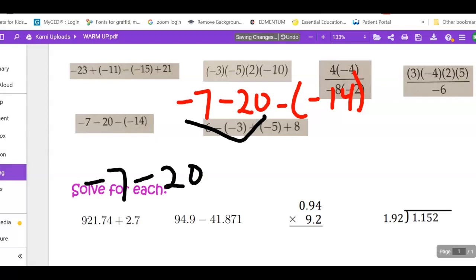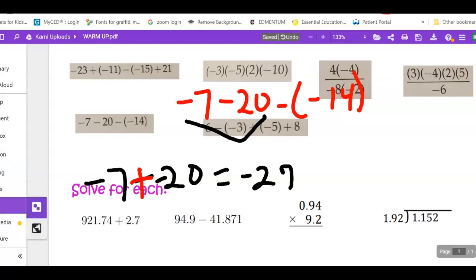Remember, step 1, change it to addition. Step 2, change the sign of your second number. That second number is a positive 20. So now I change it to a negative 20. In step 3, I'm going to follow my addition rules. I have a negative plus a negative. I'm going to add them together, keeping it negative. So all that equaled negative 27, right?